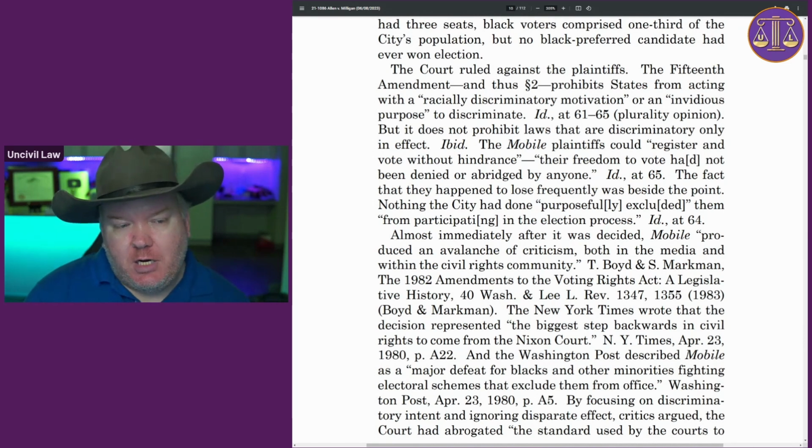The plaintiffs could register and vote without hindrance. Their freedom to vote had not been denied or abridged by anyone. The fact that they happened to lose frequently was beside the point. Nothing the city had done purposely excluded them from participating. Okay, fair. That's what the court said.